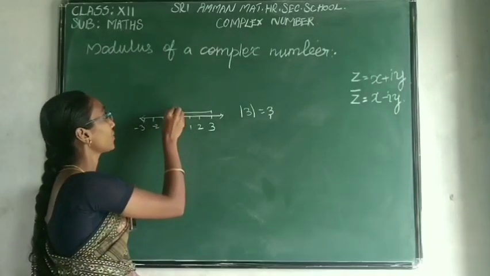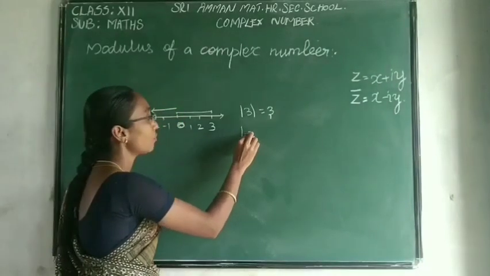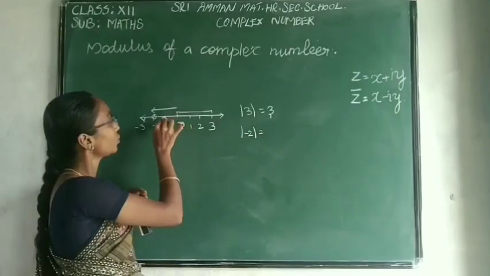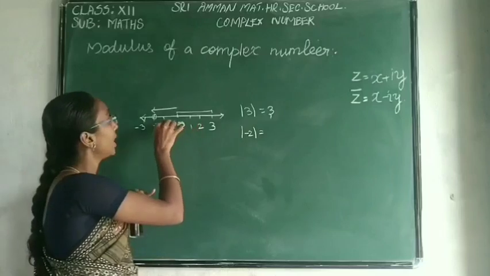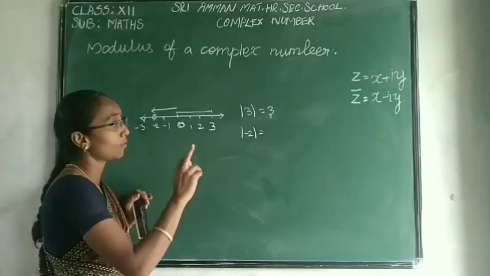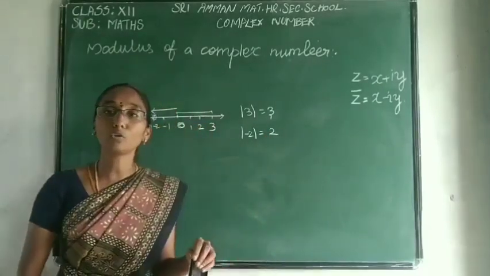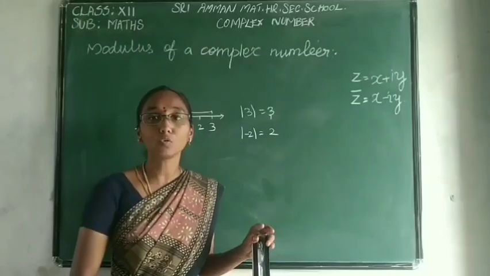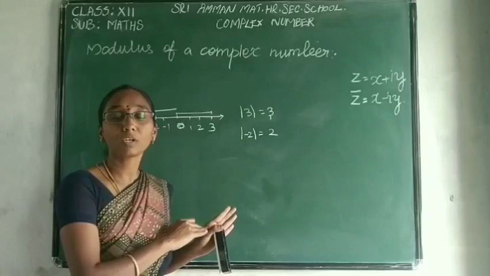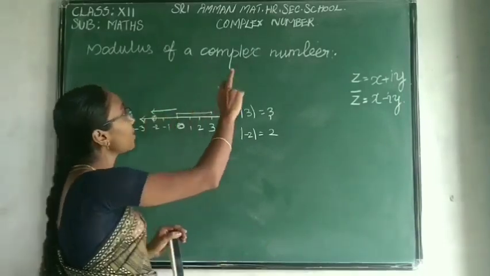Also the modulus value of minus 2. How much length? From 0 to minus 1 is 1 unit, and minus 1 to minus 2 is another 1 unit. Totally 2 units. So the modulus of minus 2 is 2, or the absolute value of minus 2 is 2. This is in the real number system. Now I am going to say the modulus of a complex number.